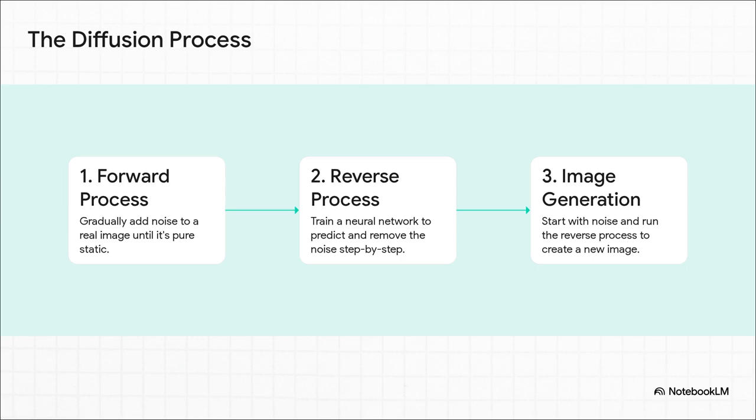It's kind of wild. First, the AI learns how to destroy art. Yep, you heard me. It takes a real Ghibli image and slowly adds digital noise until it's just pure static. But here's the magic trick. It pays very close attention to how it did that. So to create a new image, it just starts with a fresh screen of random static and perfectly reverses the process, carving a brand new masterpiece out of the chaos.